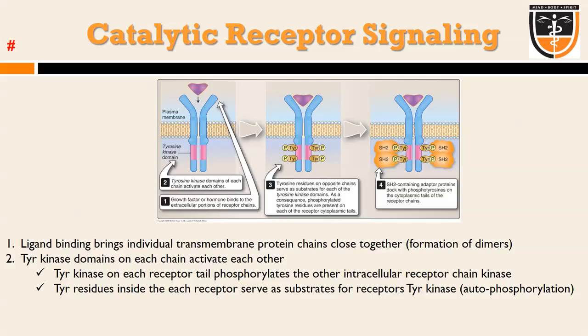So the ligand binding will bring these individual transmembrane protein chains together. It's going to bind two. It's going to bring them together. Now what's going to happen? Tyrosine kinase on one will activate tyrosine kinase on the other. So they will cross-activate. Okay? Tyrosine kinase on one will activate tyrosine kinase on the other, and the other will activate the first one. So they become activated. Now these activated tyrosine kinases will cause phosphorylation of tyrosine in their tails, both tails. It's kind of straightforward. So that is the first step of the signaling process.